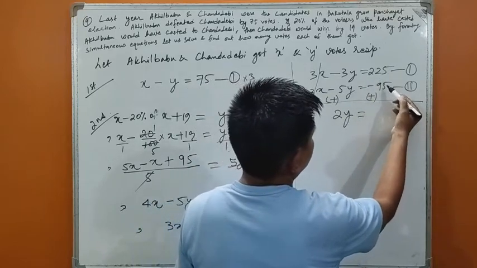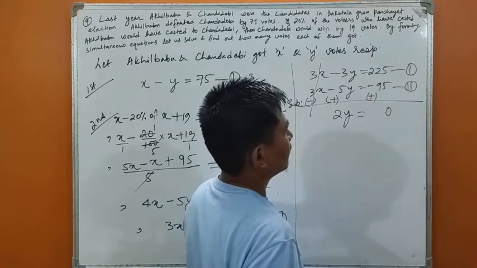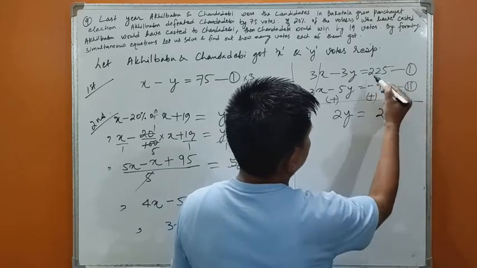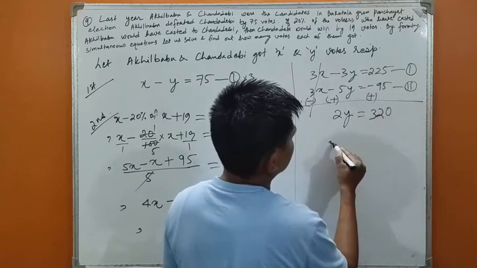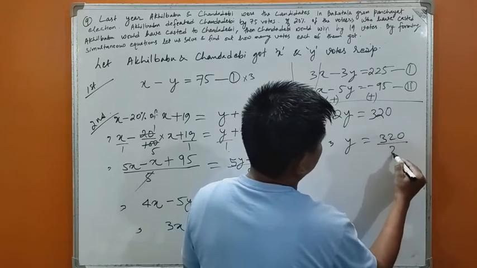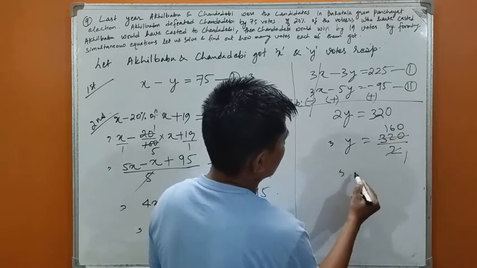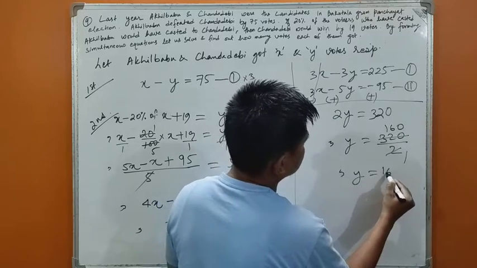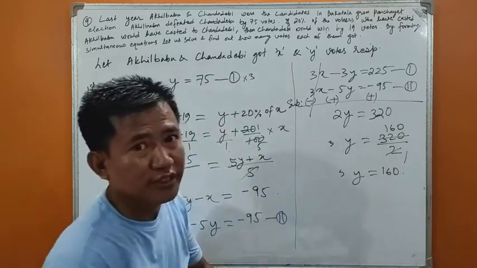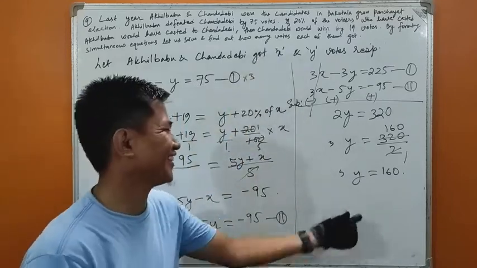Let us add this up. 5 plus 5 is 10, so 0. 9 plus 2, 11, plus 1, 12. 2 plus 1 is 3, 320, isn't it? Or Y equals 320 upon 2. 2 1s are 2, 2 6s are 12, 2 0s are 0. Or Y equals 160. Y means the number of votes received by Chanda Devi, okay?